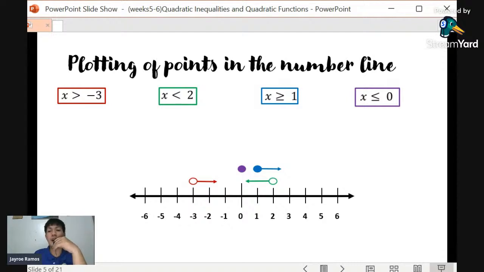Okay, left, kaliwa. Okay? So, very good. So, it should point towards left. So, yan, marunong na kayong mag-plot. Okay? Marunong na kayong mag-plot. So, later on, gagawin natin yan. So, good job. So, proceed na po tayo.